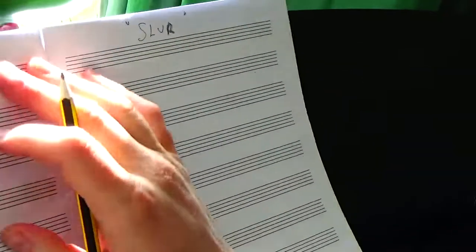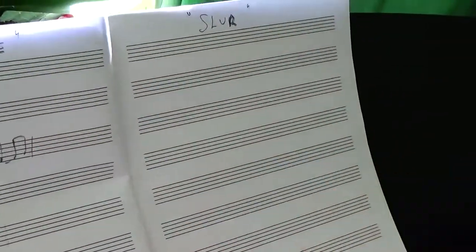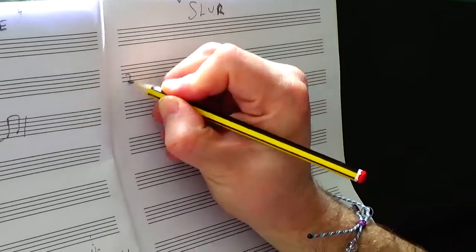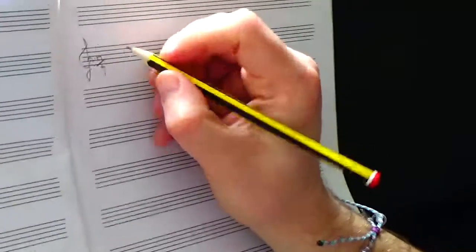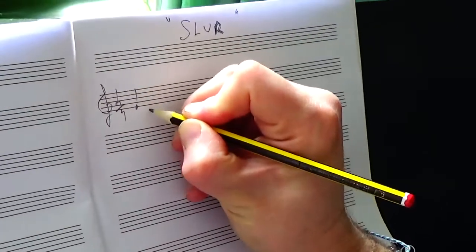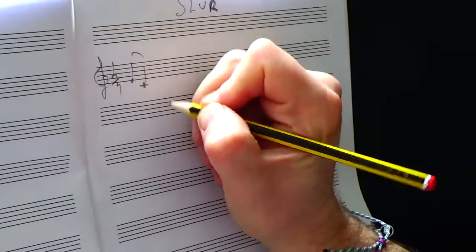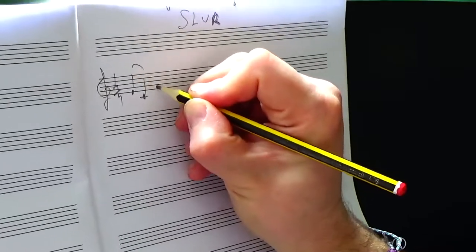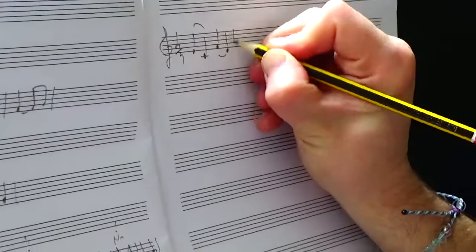Which one is the difference between the tie and the slur? They look identical. Let me use again a very basic example, in 4/4 for example. If I want to write two notes slurred, I can add it either above or below. But what does the slur do?